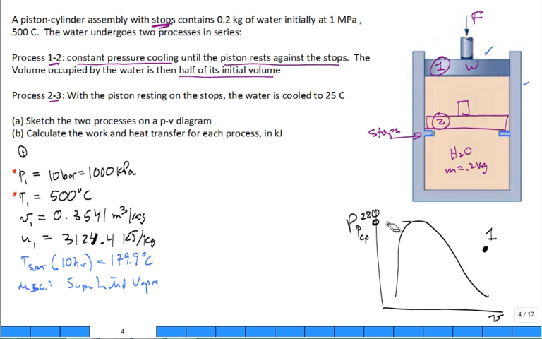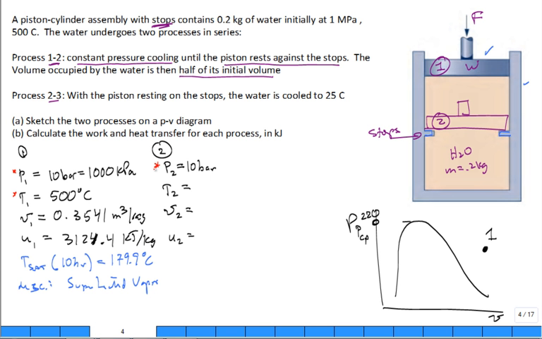Now, let's make a list of properties at state 2. The pressure at 2, do I know that? 10 bar. It's a constant pressure process. Cooling. Okay. How about the temperature at 2? Not really. V2 and U2. So we know this pressure, that's one property. What I don't really know is T2, it's been cooled. But we know that it hit the stops.